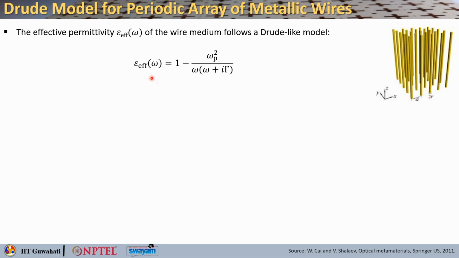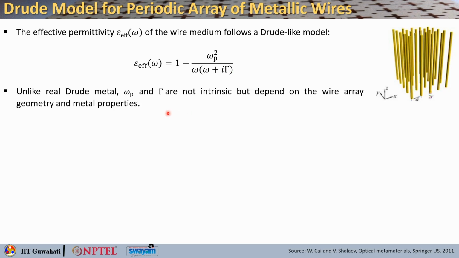In this particular scenario, the effective permittivity of this wire medium will follow a Drude-like model. So, you can write epsilon effective as a function of omega as 1 minus omega p squared divided by omega times omega plus i gamma. What is omega p here? That is the effective plasma frequency, and gamma is the effective damping constant. Now, unlike a real Drude metal, this omega p and gamma here are not intrinsic properties of the material.